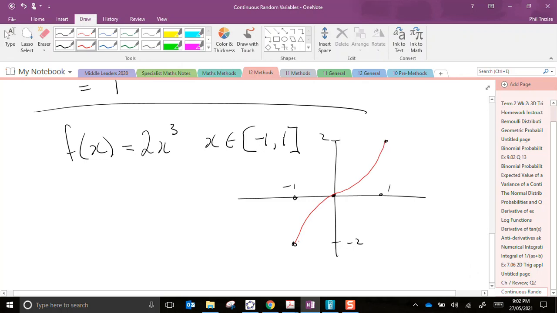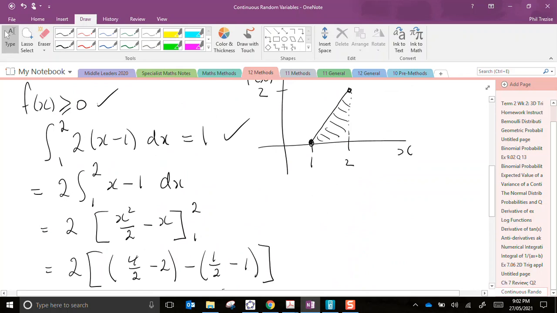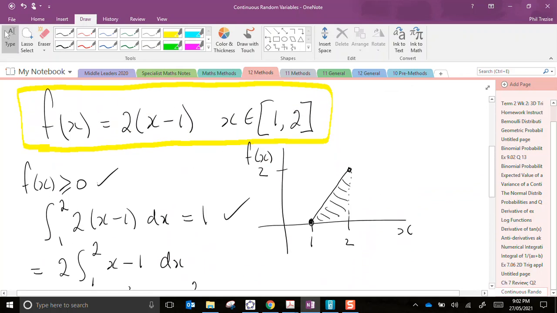Straight away, we can say this fails the test because our function of x is less than or equal to 0, at least for some parts of the domain, which means it can't represent probabilities. So there's one that is not a probability density function, whereas this one back here worked nicely. It definitely is a probability density function for a continuous random variable. Thanks for watching.